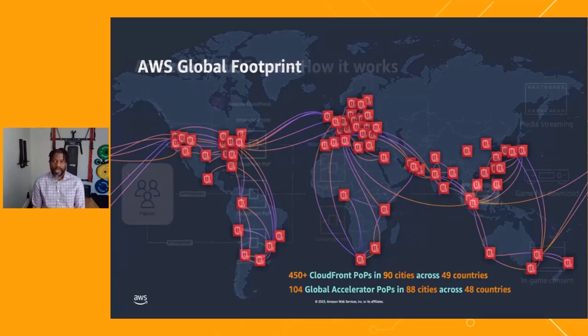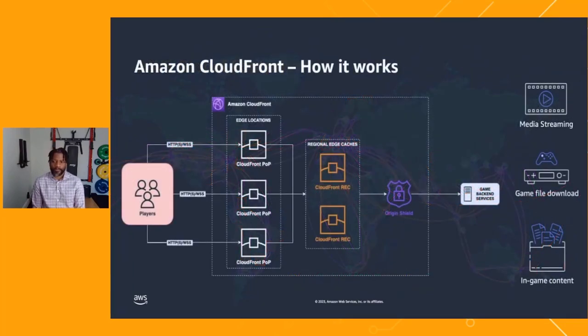Now let's take a look at how Amazon CloudFront actually works. Now, Amazon CloudFront is designed to accelerate both static and dynamic HTTP and HTTPS content. This also includes the WebSocket protocol, as we discussed previously. Now, Amazon CloudFront is designed in a three-layer or three-tier architecture.